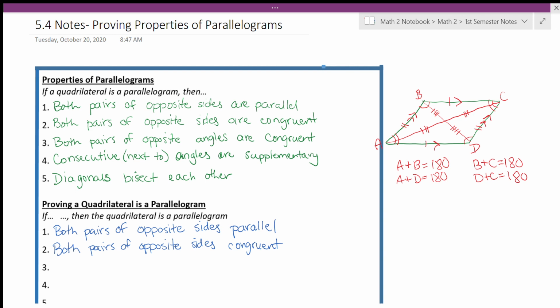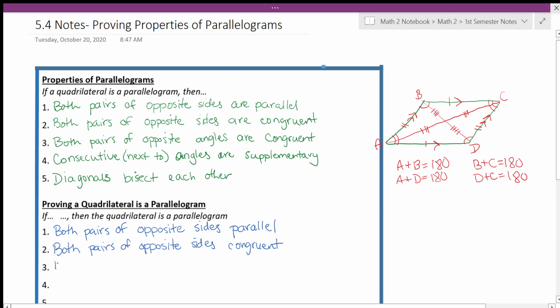that these 5 that we're listing now in this section is if we want to prove that a quadrilateral, and we've been doing proofs all semester, right? If we want to prove that a quadrilateral is a parallelogram, then we're going to need to prove one of these 5 properties. So we have both pairs of opposite sides parallel, both pairs of opposite sides congruent.